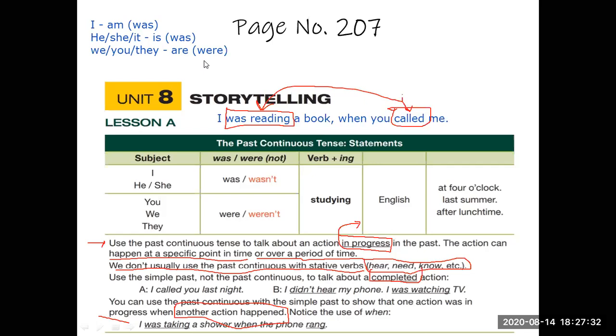In the next video, I am going to show you the second grammar of Unit 8.